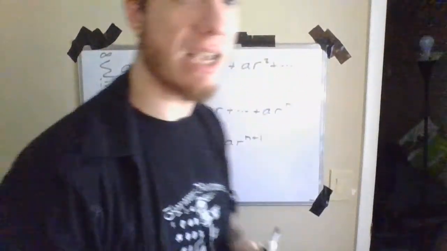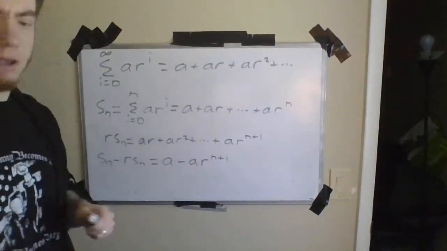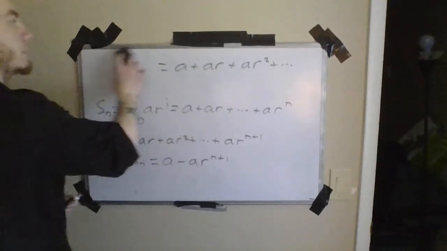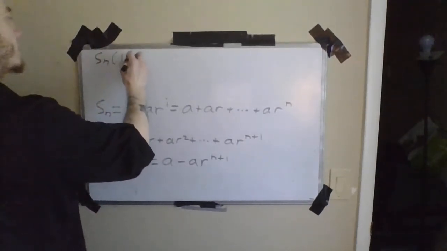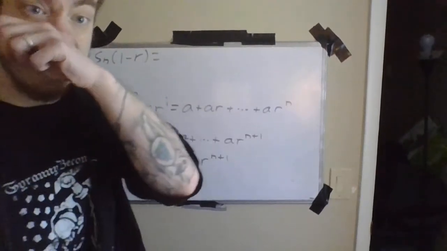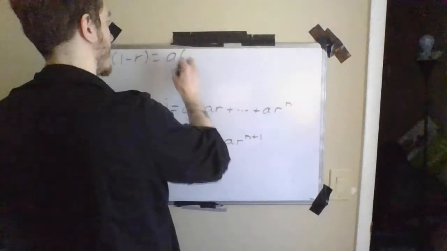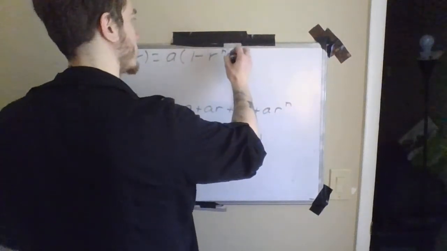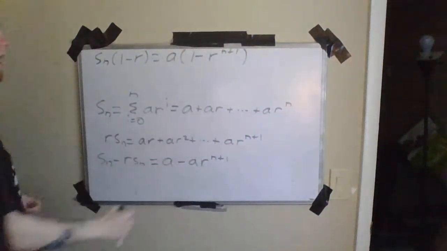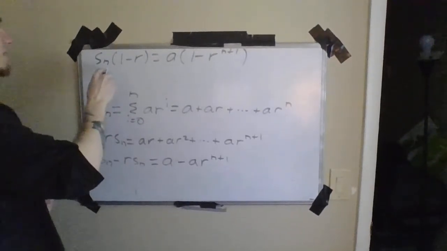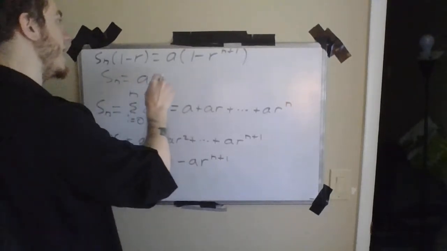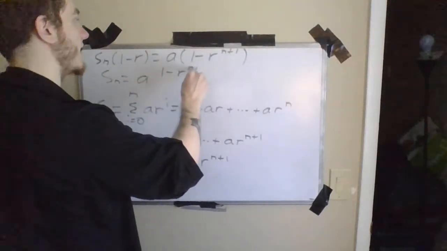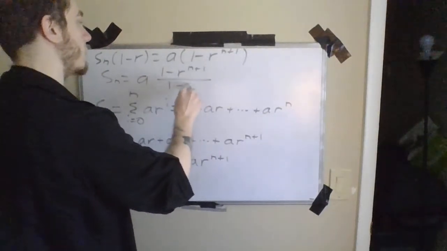And what that means is that I can say, I guess I kind of need a little more room here, unfortunately. I can say that if we factor out Sn, we get Sn times 1 minus R is equal to A times 1 minus R to the N plus 1. So I factored the right-hand side as well. But this means that Sn is equal to A times 1 minus R to the N plus 1 divided by 1 minus R.